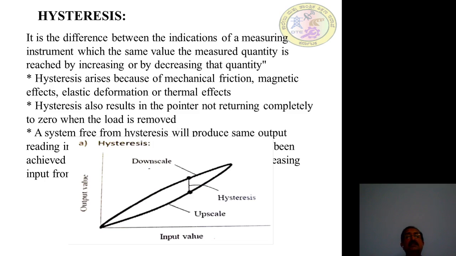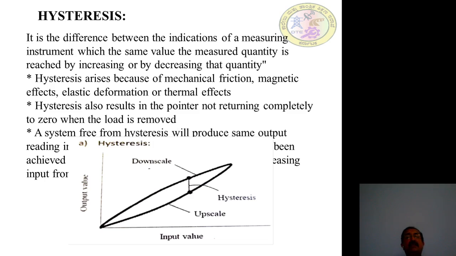Hysteresis arises because of mechanical friction, magnetic effects, elastic deformation or thermal effects. What is mechanical friction? You know what mechanical friction is, because in any instrument there are a number of moving or mechanical parts which move one above the other. So it will offer a hysteresis property.